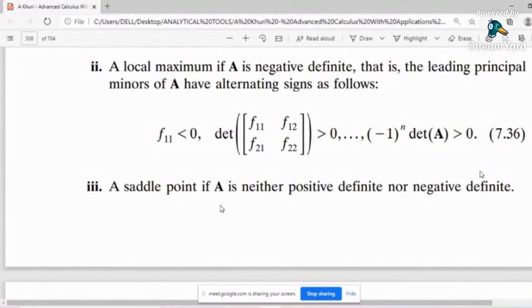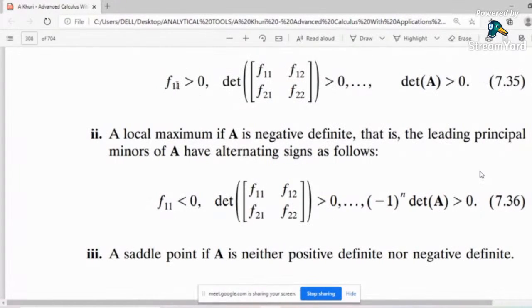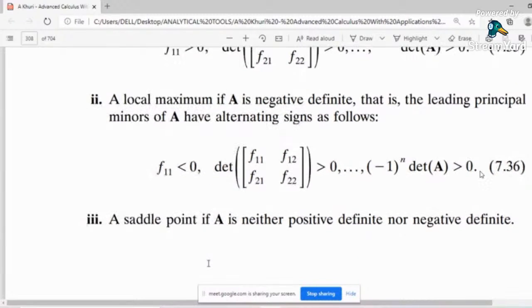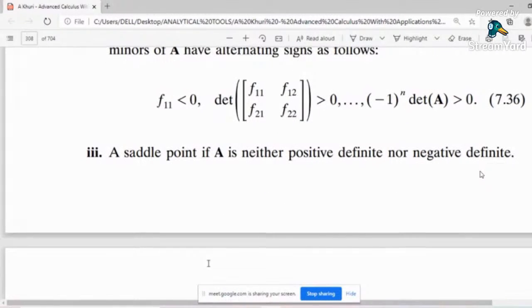So a saddle point occurs if A is neither positive definite nor negative definite. If we can ensure this pattern, we can say that A is positive definite. If we can ensure this pattern, we can say that A is negative definite. If we cannot establish either of these conditions, we have to say that A is neither positive definite nor negative definite. In that case, x1 will be a saddle point.